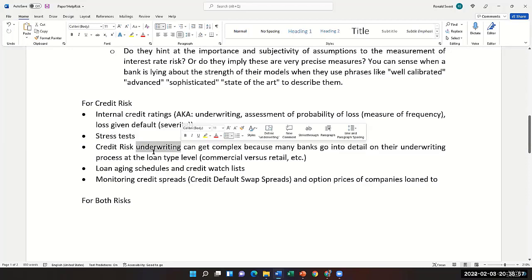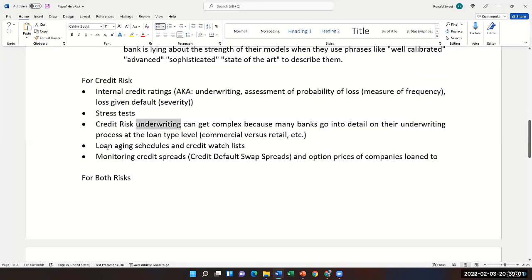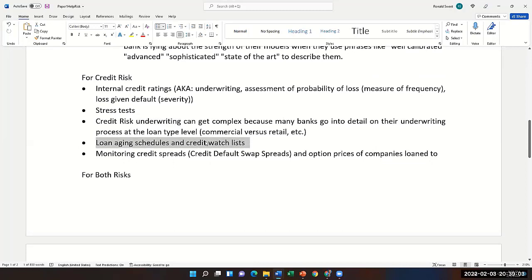Underwriting is a big part of credit risk, where they do a financial analysis of the company. Aging schedules and credit watch lists are really important. We did credit watch lists at UTSA; I'll talk about that more when we get to credit. And then monitoring credit spreads, like credit default swap spreads, to see if the market itself can tell you.